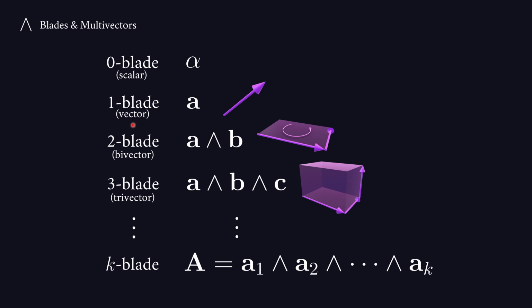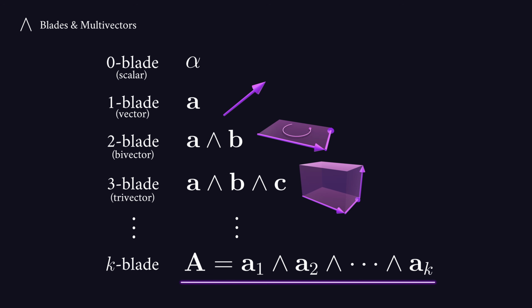For example, we've seen a 1-blade, which is just a vector, a 2-blade, which is A wedge B, this is a bivector. We've seen a 3-blade, a trivector, up until a k-blade. And we also have 0-blades, which are just scalars. At this point, you might be wondering, how do we denote the space that those k-blades live in in general? And glad that you asked.